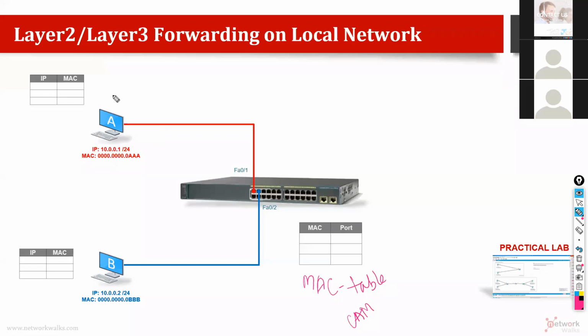So the computers have a table which is called the ARP table. And what does the ARP table tell us? The relation between IP address and MAC address. Initially, when we connect the switch to two computers, this ARP table is empty and this MAC address table is also empty. So how does it get populated?